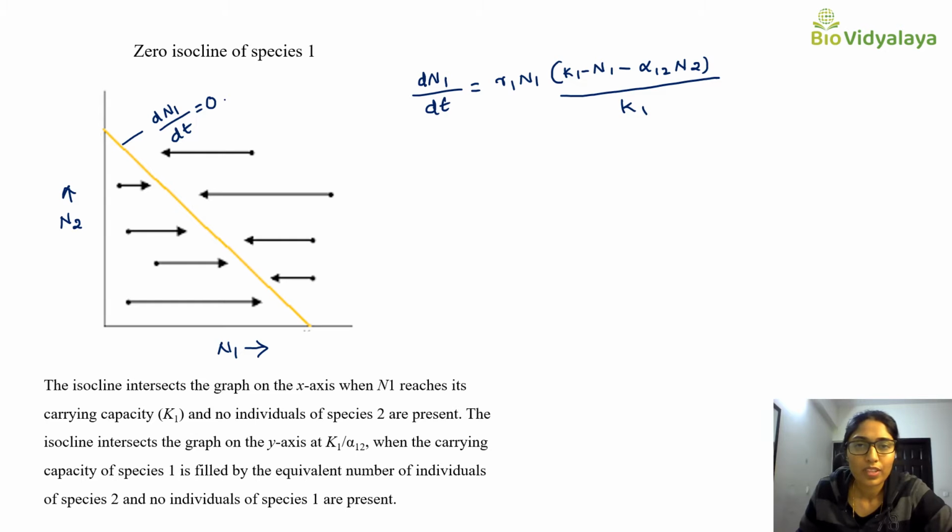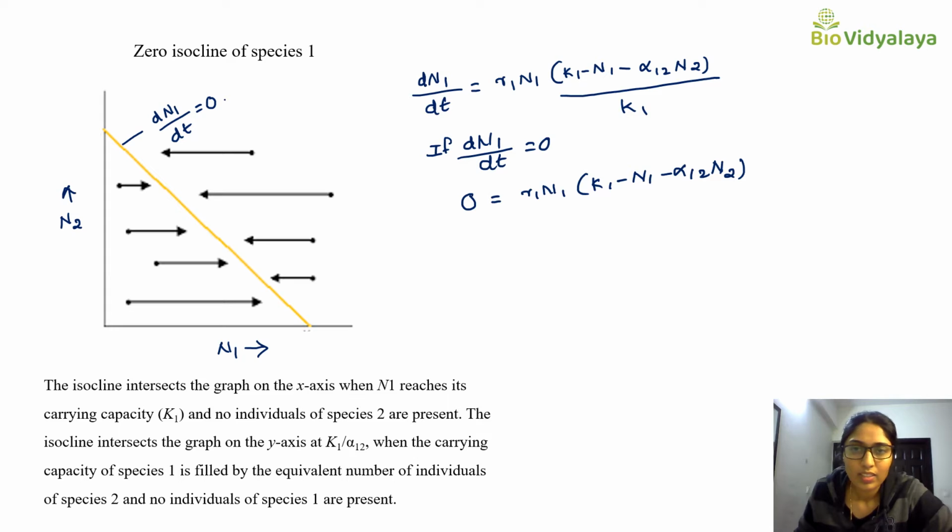We know that along this straight line, this yellow color line, dN1 by dt is equal to 0. So we can write 0 is equal to R1 N1 into K1 minus N1 minus alpha 12 N2. That means K1 minus N1 minus alpha 12 N2 is equal to 0. I think this much is clear for you.